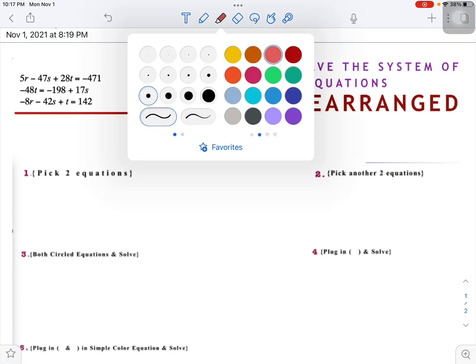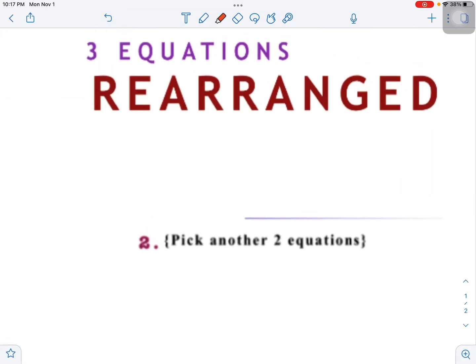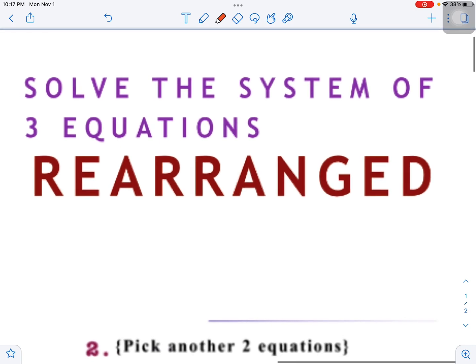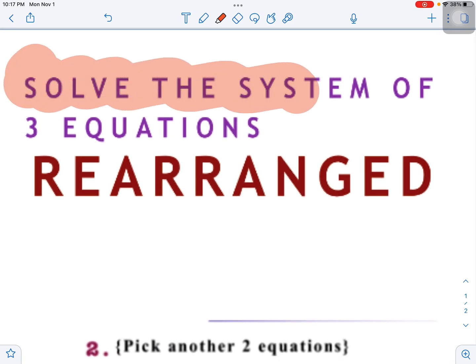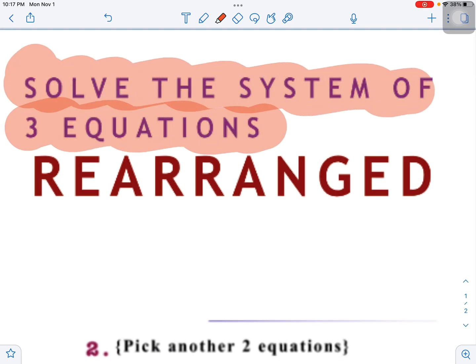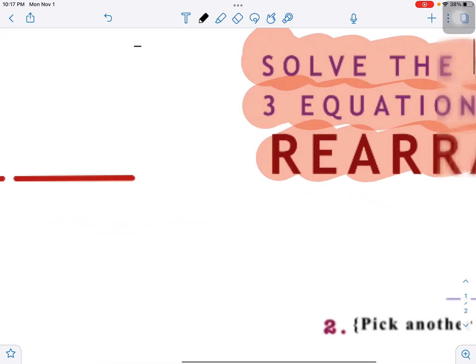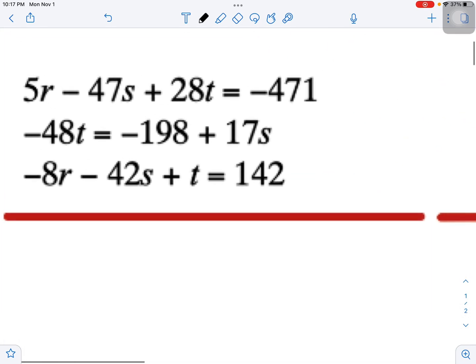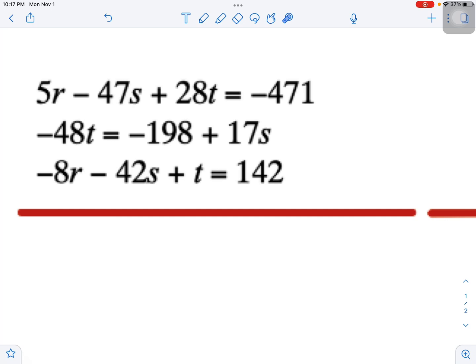All right, so first thing that we do, of course, is we name this video lesson. And the name of these notes are solve the system of three equations rearranged, right? So we're going to solve the system of these three equations rearranged. So let's take a look at the examples here.